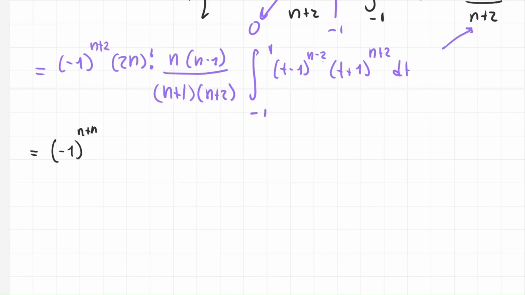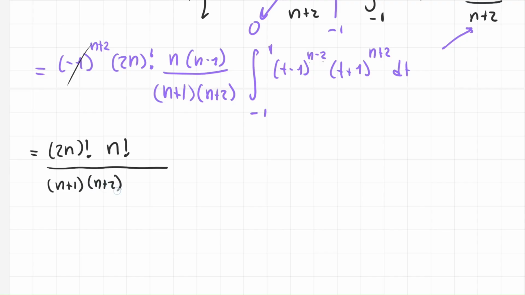But minus 1 to the 2n is just going to be 1. So we can cancel this minus 1. And then this will be 2n factorial, and then n times n minus 1 all the way up to 1, but that is n factorial again. So this is divided by n plus 1 times n plus 2 all the way up to 2n.